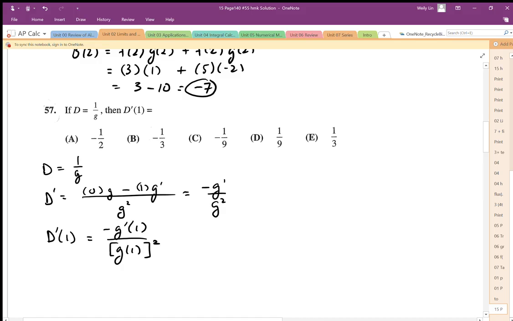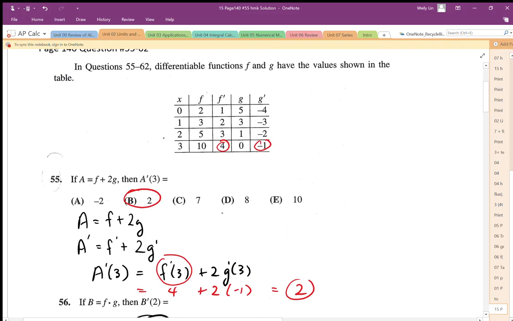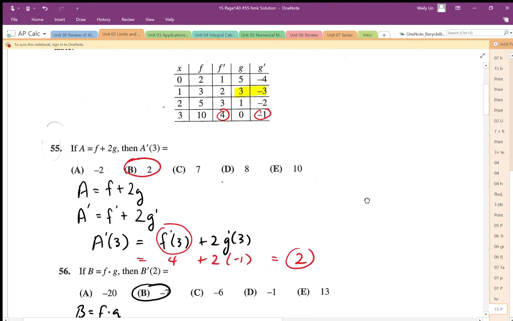Okay, so then I go back to my table. At x equals 1, I need my two g values, g and g prime. So g is 3, g prime is negative 3. Okay, so I'm just going to remember that. g is 3, g prime is negative 3.